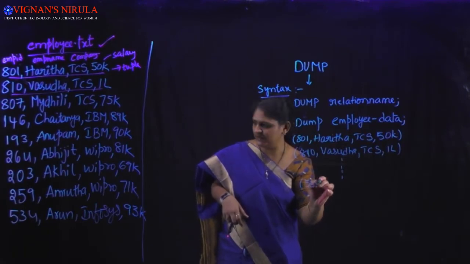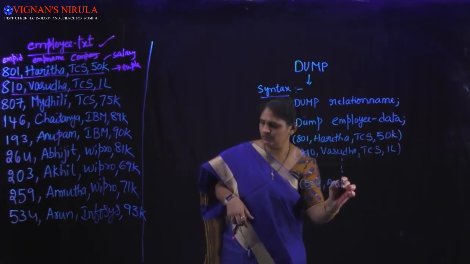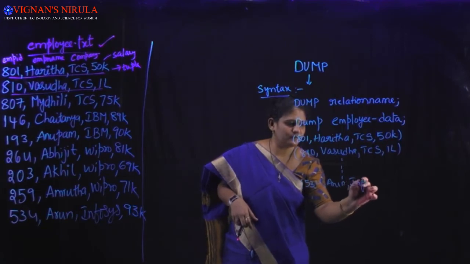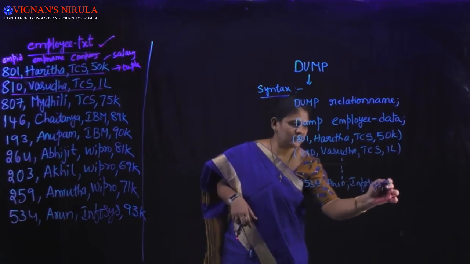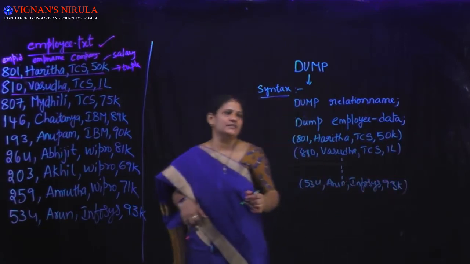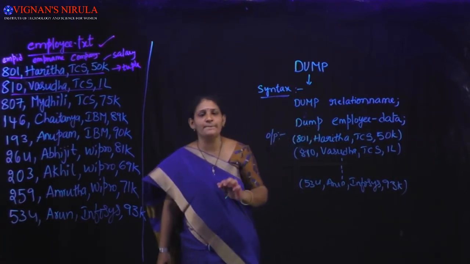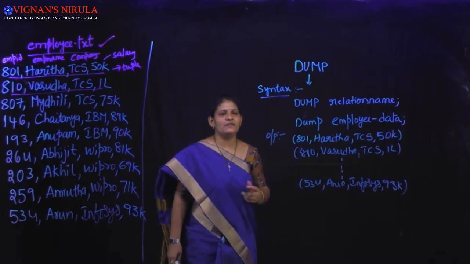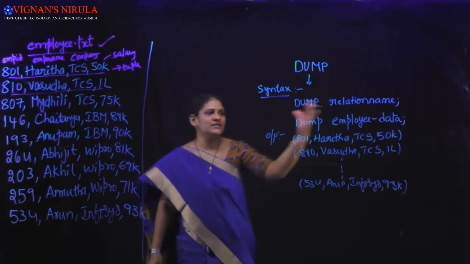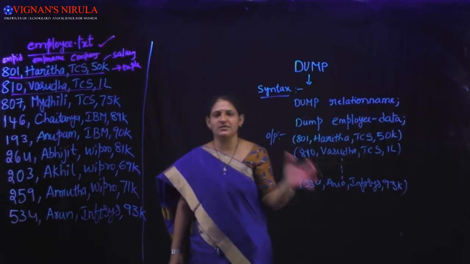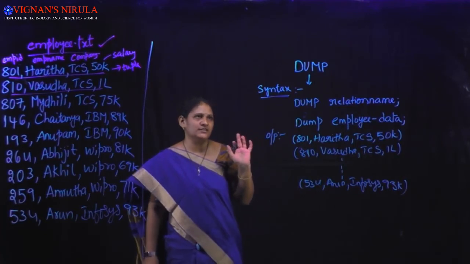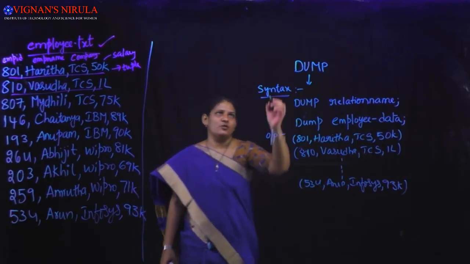The last one is 534, Arun, Infosys, and 93K. This is the output we got when we executed this dump operator. The dump operator will dump the data present in the given relation onto the screen. Okay, students? Fine. Now this is the second operator.